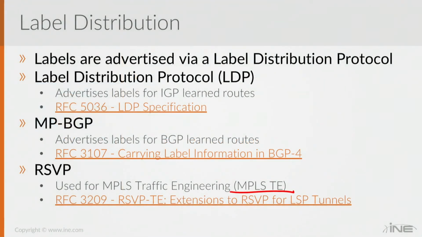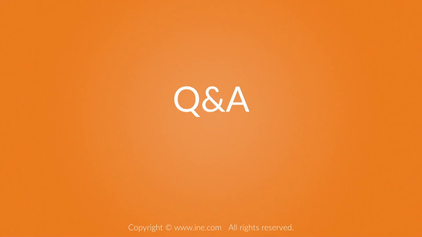Okay, so we have a couple questions here. Can we check whether the router is doing downstream on demand or unsolicited downstream label distribution, or is this dependent on the vendor implementation of the code into the device?